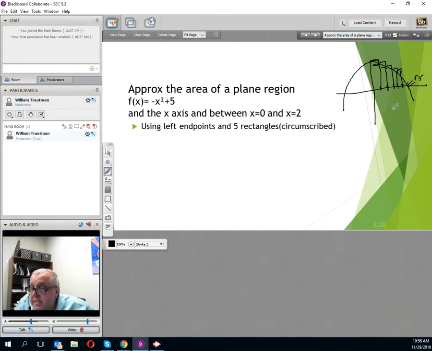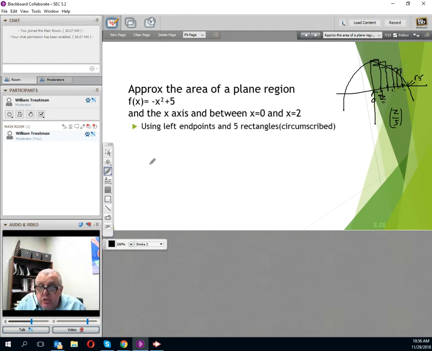The width is still 2/5, right? Each width is still 2/5, and there are 5 rectangles. The height, though, we're going to start here at 0. Do you see the 0 point? And then the next height will be at 2/5, 4/5, 6/5, 8/5, and there won't be a height at the 10 because we're doing the left endpoints.